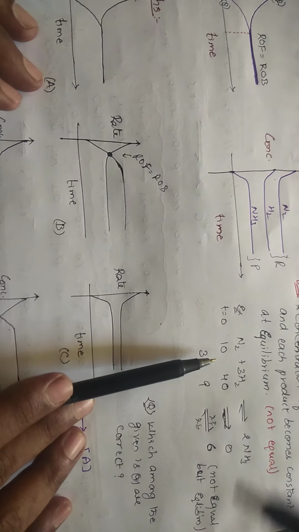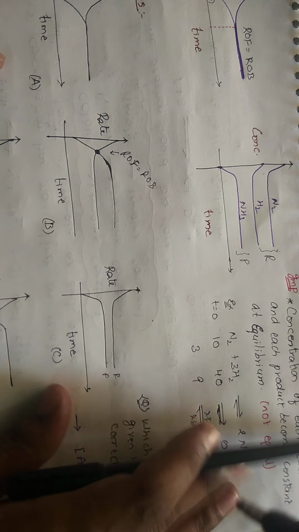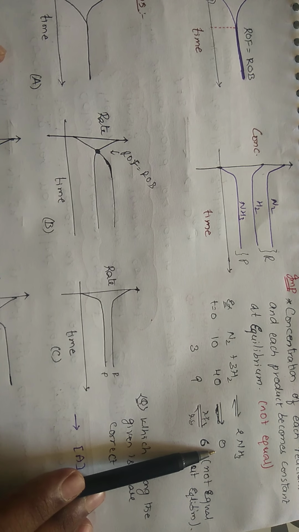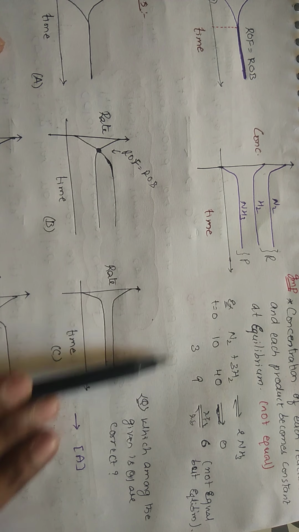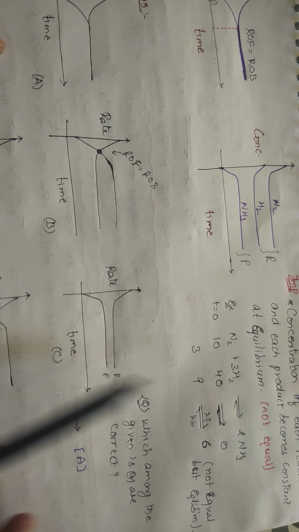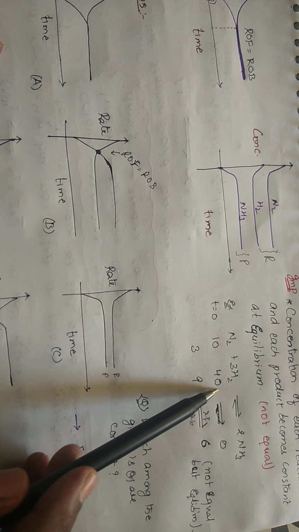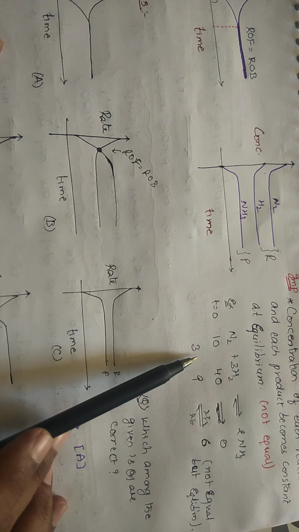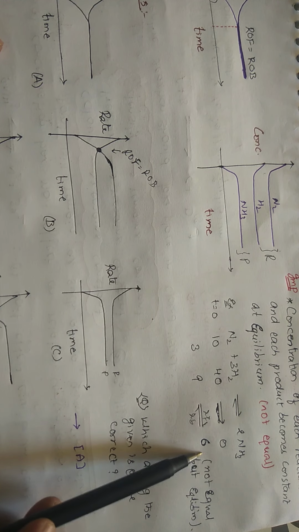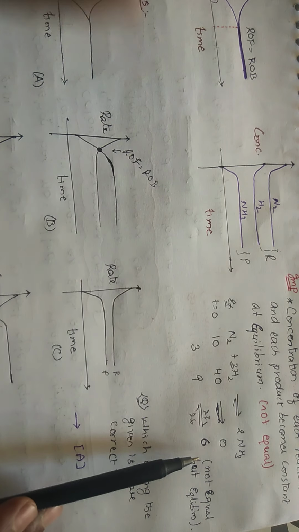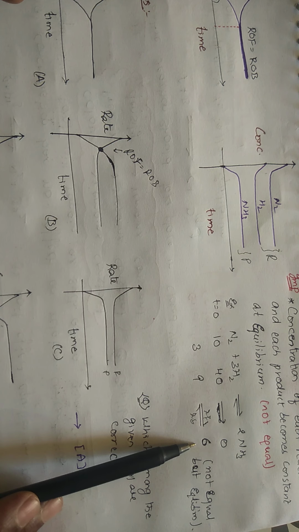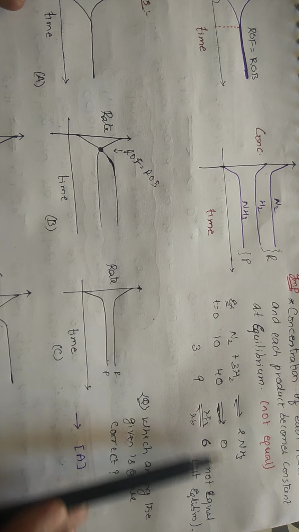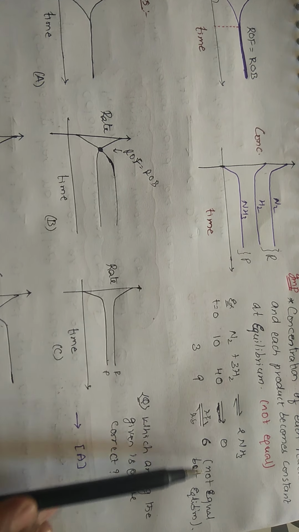See, initially I have taken 10, then 40, and this one is 0. At equilibrium it is 3, 9, 6. At this point I have got equilibrium. Suppose I take 100, 400, and 0 for this one. Then it will become 30, 90, 60. The ratio is common, and at that point only it gets equilibrium. Suppose I take 1000, 4000, and 0. Then it will become 300, 900, 600.